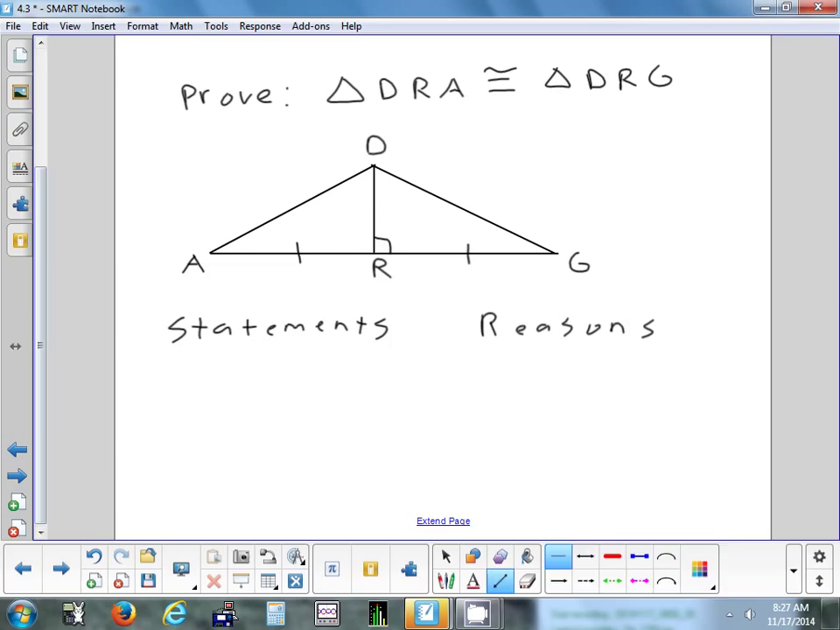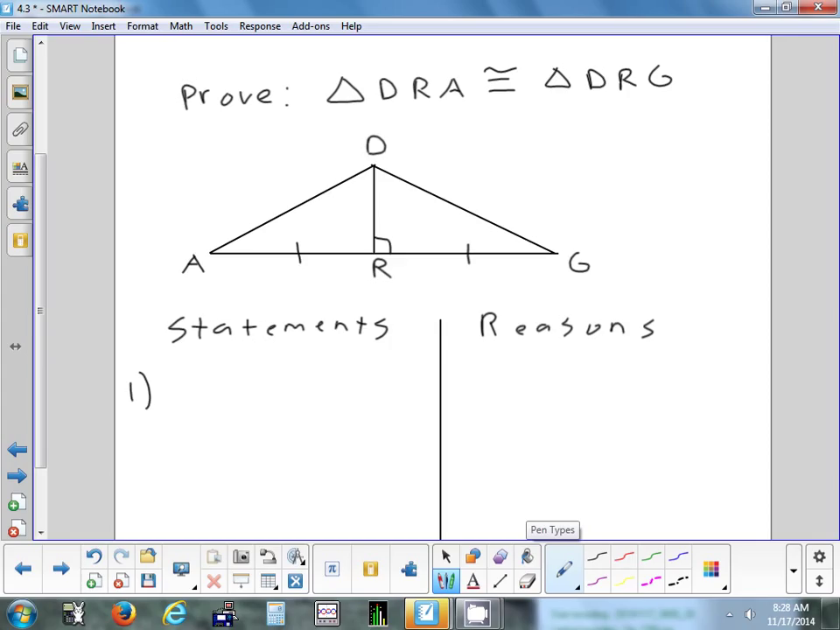Okay, anything that I can say right away? Anybody see anything there? Yeah. Segment RA is congruent to segment RG. That's given. Yep, segment RA is congruent to segment RG. Good. And that is given. Okay, there might be something else that's given we could combine in that step.